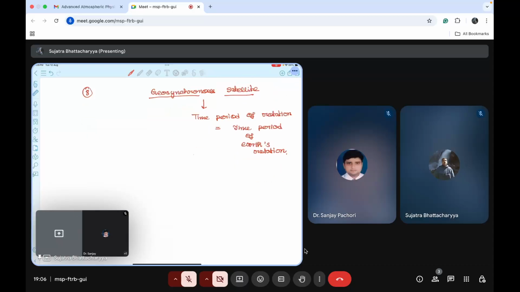Okay. So the time period of Earth's rotation is known, that is 86400 seconds, that is 24 hours into 3600 seconds. So this is what you have. The same rotation period will be had by this geosynchronous satellite.